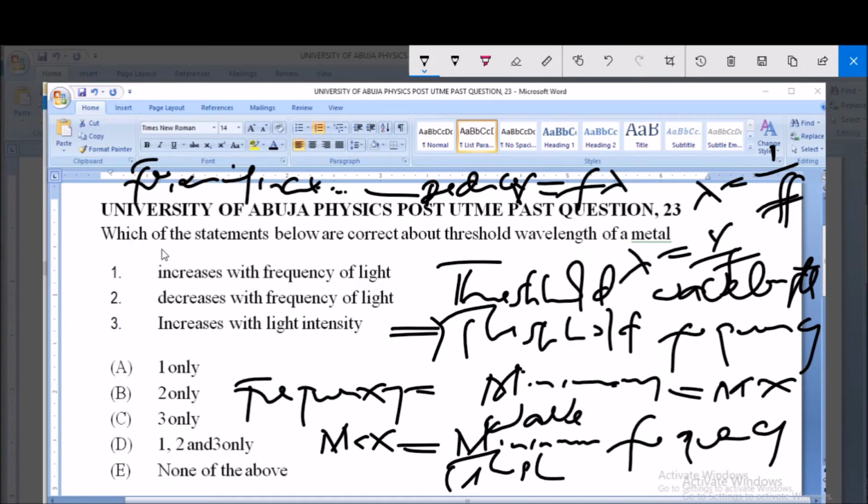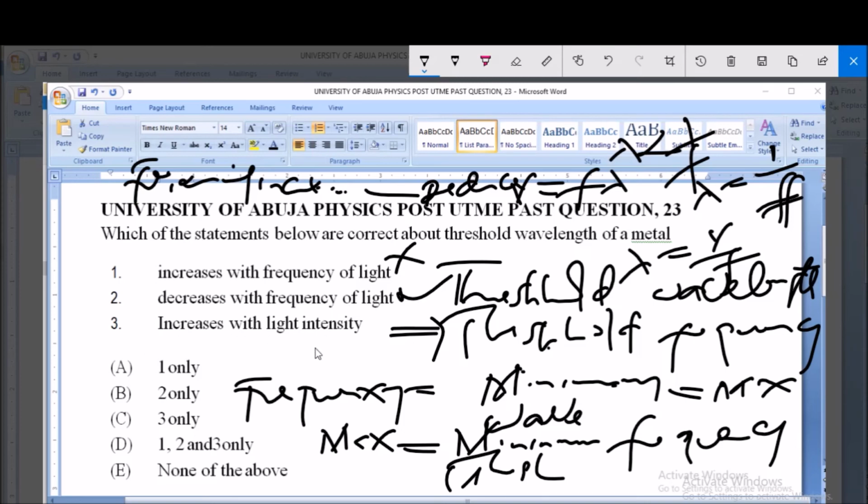Now, number 1 says increases with the frequency of light. Like I told you, the wavelength is inversely proportional, so it cannot increase with the frequency of light, but then it decreases with the frequency of light. An increase in the frequency of light will actually decrease the wavelength, and I use this formula. I said lambda varies inversely with 1 over F. That's the wavelength varies inversely with the frequency. So now, decreases with the frequency of light is correct.